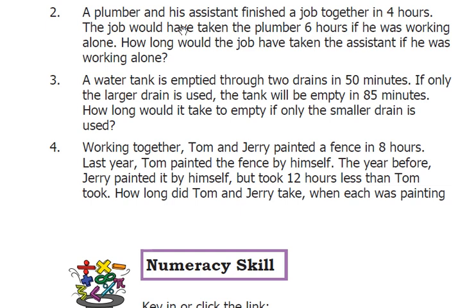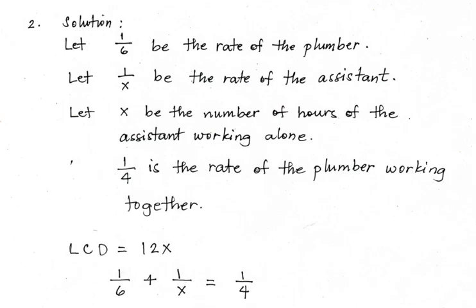If the plumber and the assistant work together, they can finish the job in 4 hours. So, working together, their rate is 1/4. Now, what is the LCD of 6, x, and 4? Well, the LCD is 12x.